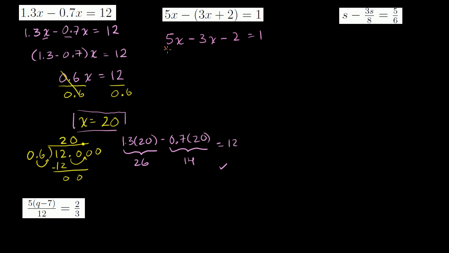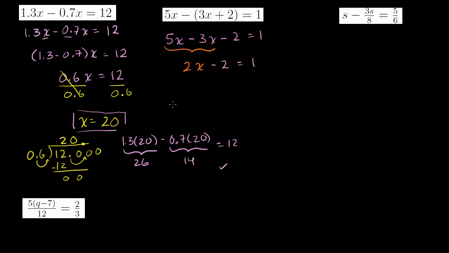Now I have 5 of something minus 3 of that same something. So that's going to be equal to 2 of that something. 5x minus 3x is 2x. 5 minus 3 is 2. And then I have the minus 2 is equal to 1.